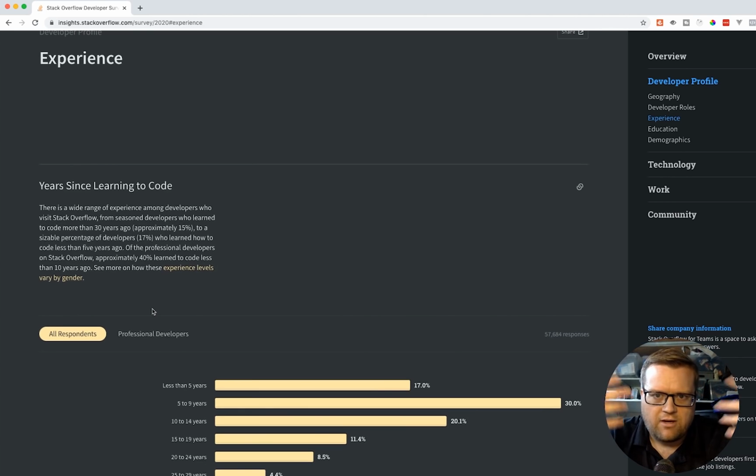So one thing I wanted to show you is that, looking at experience, I think this is kind of an interesting topic. I think in the web development world, we've really seen a shift in the last 10 years, where there's a whole lot of self-taught developers, a whole lot of bootcamp developers coming into the world, and a lot of them go to the front end.